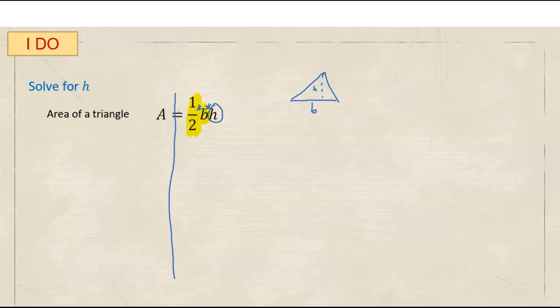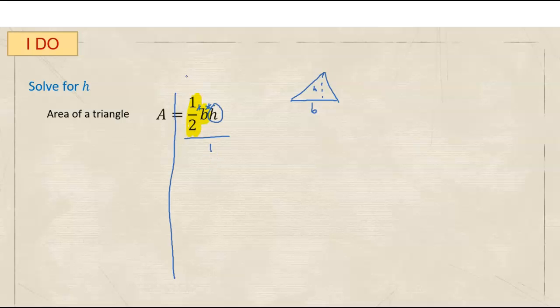So we could try dividing, since we're getting h by itself, we could try dividing by 1/2. But now we have this mess that is a fraction over a fraction, creating a bigger fraction. It's just too many fractions to mess with, right? That makes my brain hurt. It's a lot of fractions.